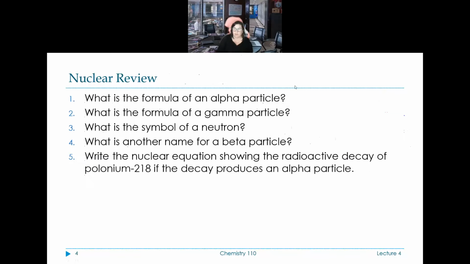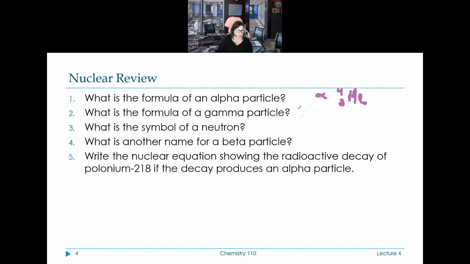Nuclear stuff. So what is the formula of an alpha particle? Well, okay, let's talk about alpha particles. So alpha particles can be written as just an alpha, or as a more useful thing, 4,2 He. An alpha particle is a helium nucleus. So 2 protons, 2 neutrons, helium.